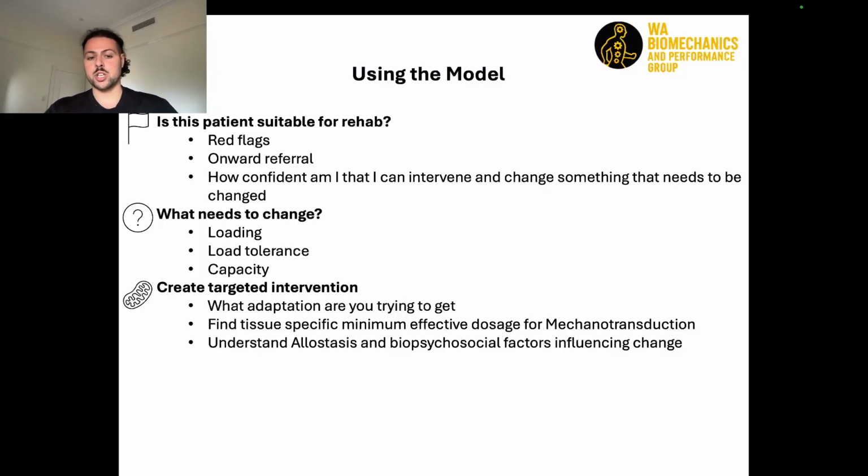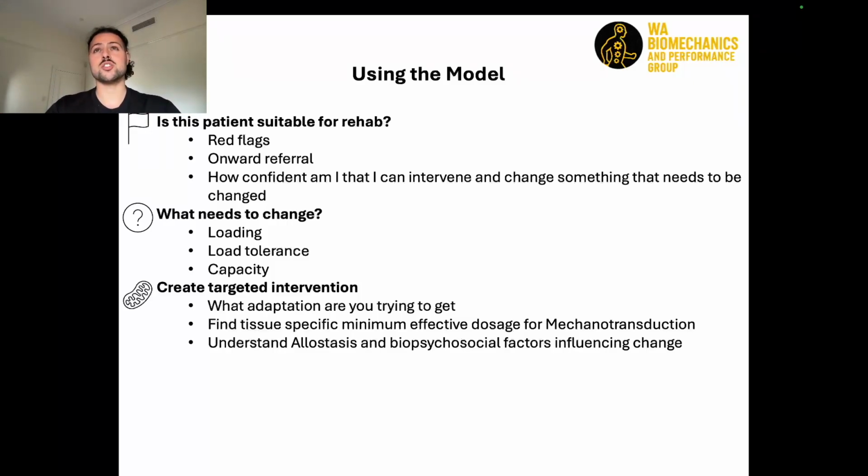This is where this envelope of function model cops a bit of critique. People say it's really peripherally driven, with pathoanatomical reasons for pain, and that it's not all about the periphery. No, you're right, it's not. But this model can incorporate allostasis and the principles of allostasis into it. We need to understand that allostasis and biopsychosocial factors will influence someone's envelope of function.